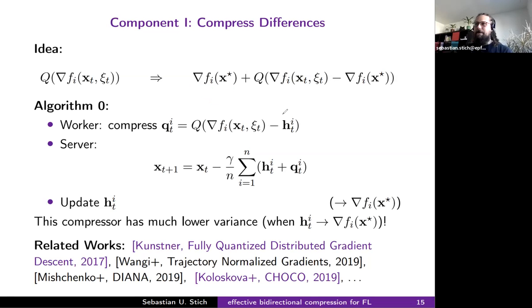So the final algorithm, or the general idea, looks like this. On the worker, I now just compress the difference between the gradient and my guessed value of the local optimal gradient. I still have to send this value to the server. On the server, I can decompress and apply the update. And of course, this scheme would potentially work for any choice of h, but we want to reduce the variance as much as possible. So it would be good if we can design an update scheme for this h in a way that we can prove it will converge to the desired value.